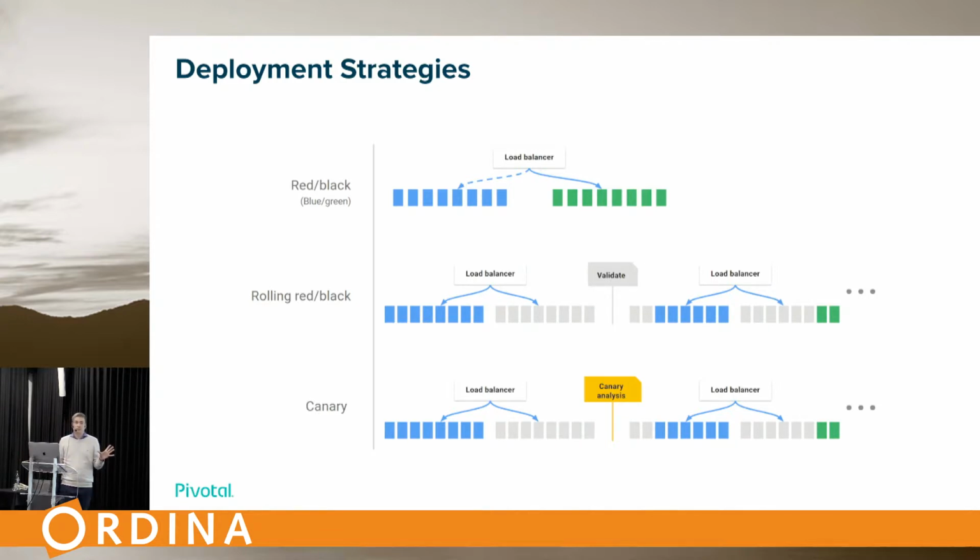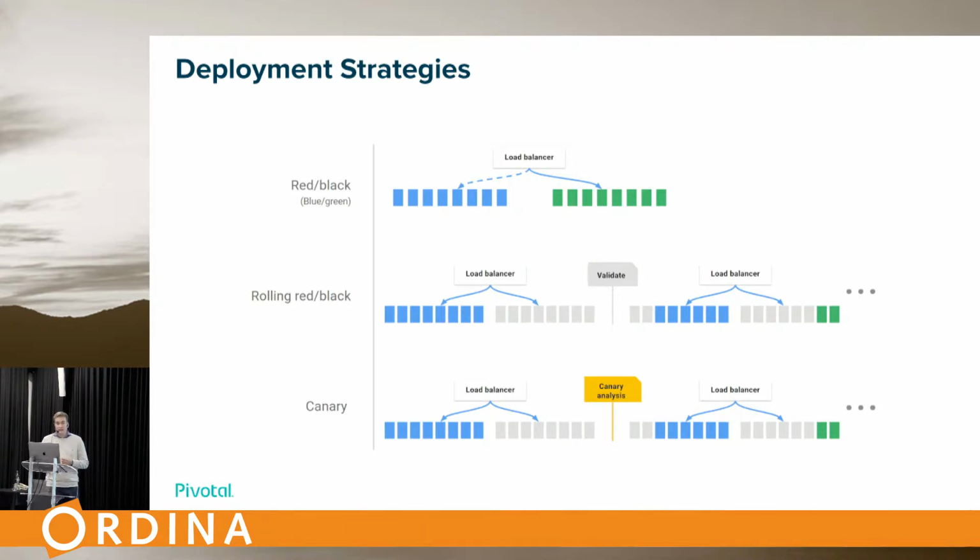Blue-green deployments are pretty straightforward, right? You just bring up a cluster of the new version next to the existing one, and you switch over the traffic through switching the load balancer. And that's just instantaneous, right? Also, the big benefit here is when there's something wrong with your new version, you can just switch back right away. It's a really easy way of making sure that you can have quick rollbacks.